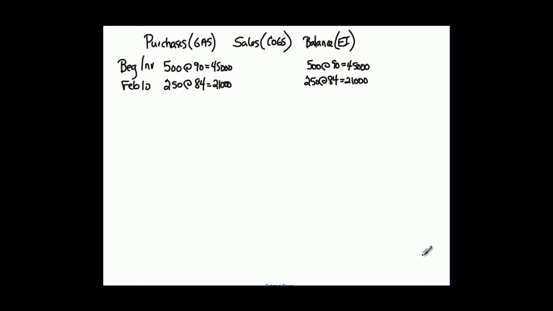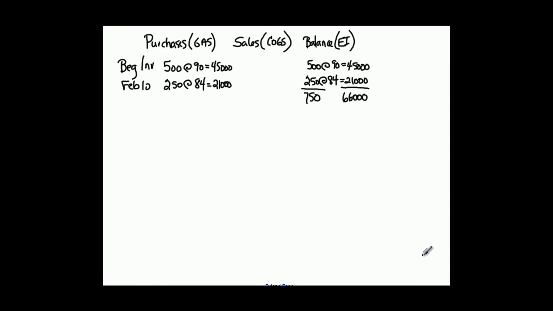Now, under the weighted average method, as soon as you have two different costs in that balance column, we need to calculate a new average cost for all of the units of inventory. And what you have to do is calculate the goods available for sale in units. So we're going to add the 500 and the 250. And we'll also need the goods available for sale in dollars. So we would add the $45,000 and $21,000.